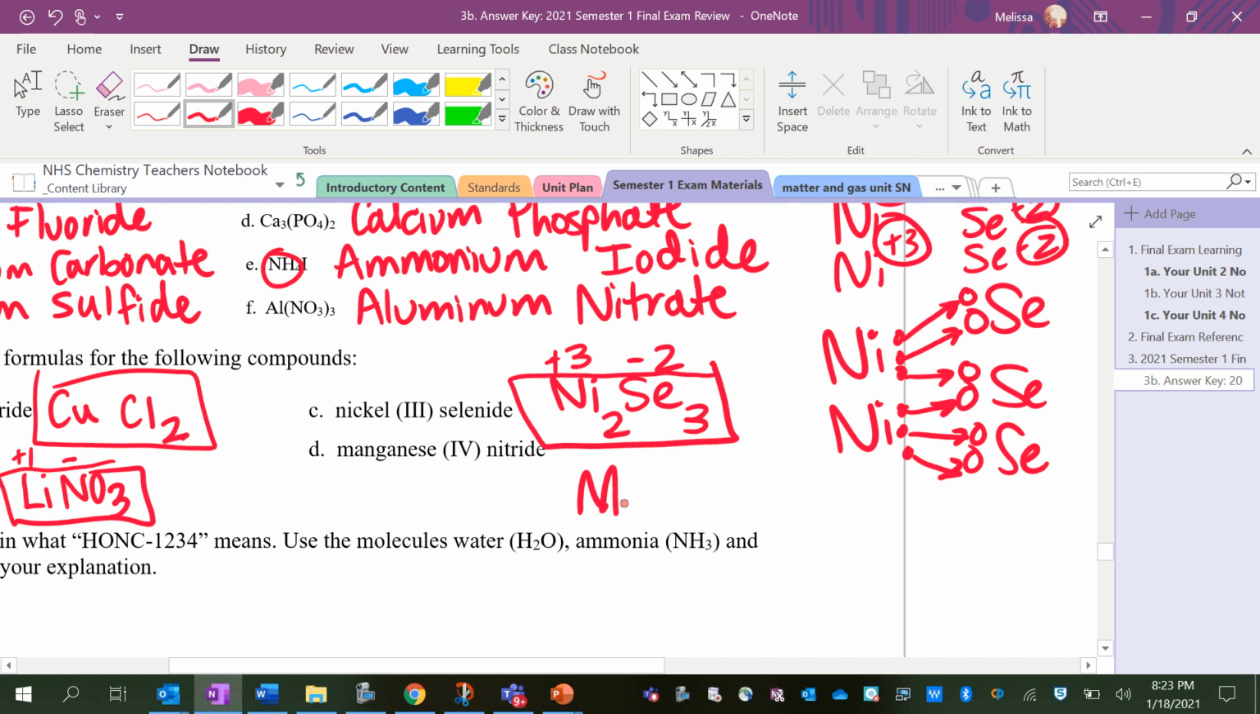And last but not least, manganese is Mn, and if it's got a +4 charge, when it combines with nitrogen, -3, that forms Mn3N4. Crisscross the charges.